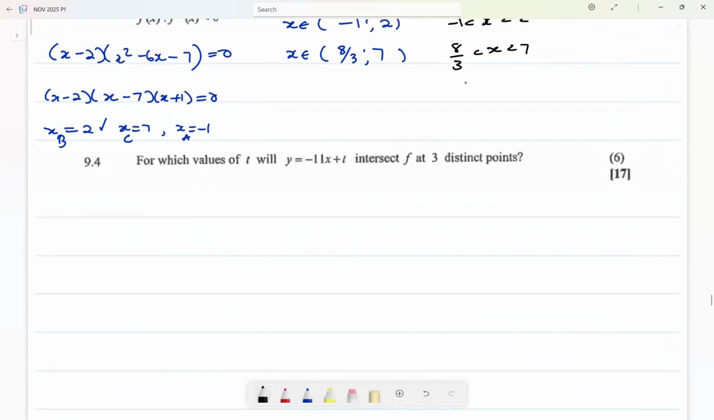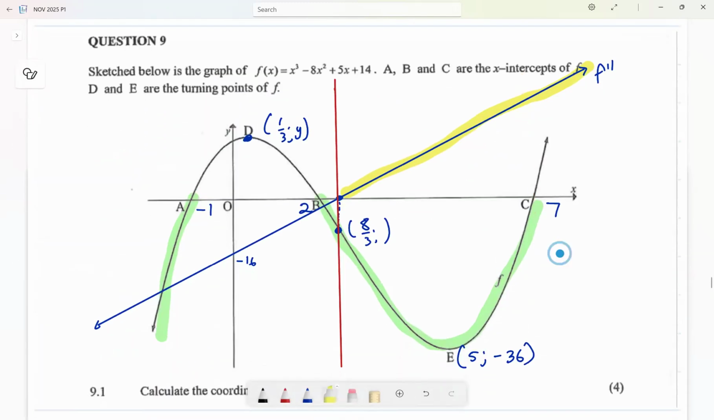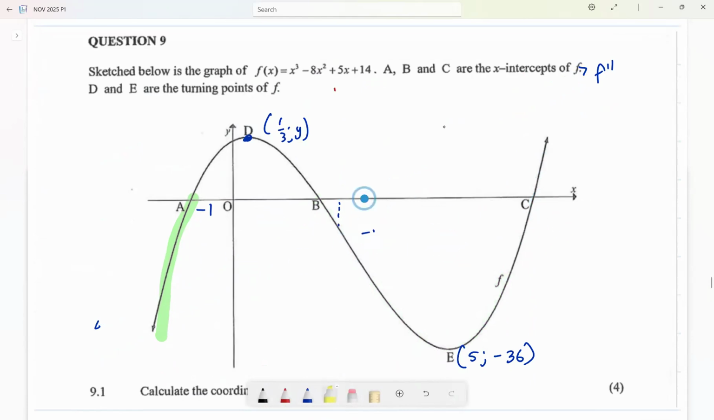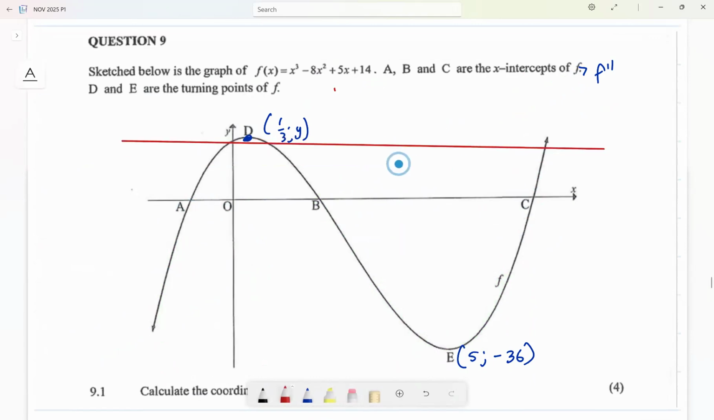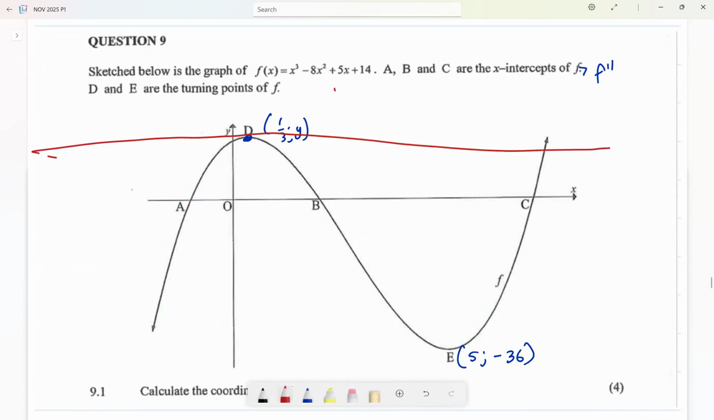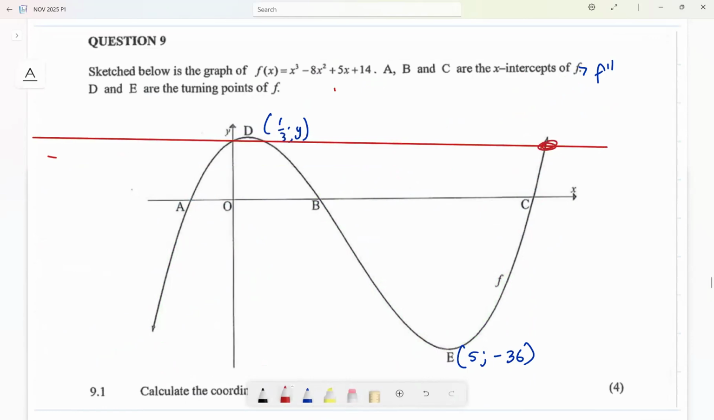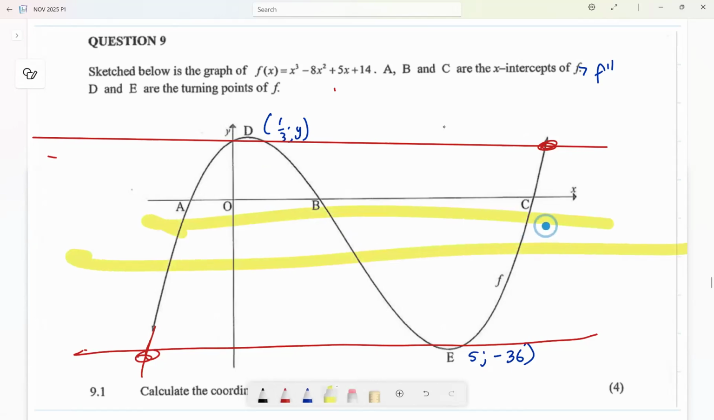Interesting question. For which values of t will this graph intersect f at 3 distinct points? Now, for something to intersect at 3 distinct points, by the way, guys, it should be here, between the turning points, because check, at the turning point, it is twice. Let me redraw that. At the turning point, it is 2 times, here as well as there. Also at this turning point, it's going to be 2 times, here as well as here. But now I want it to intersect 3 times, so it needs to be between the turning points.